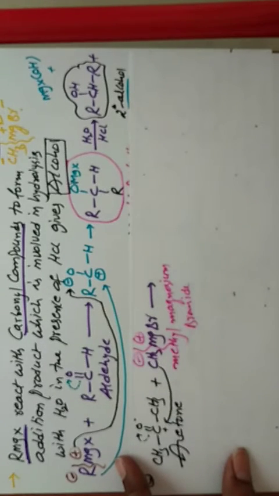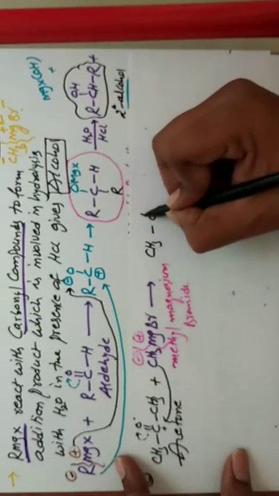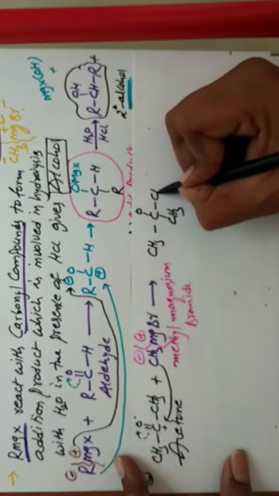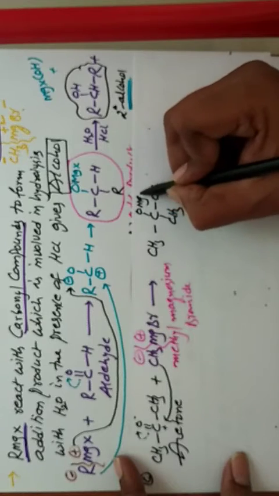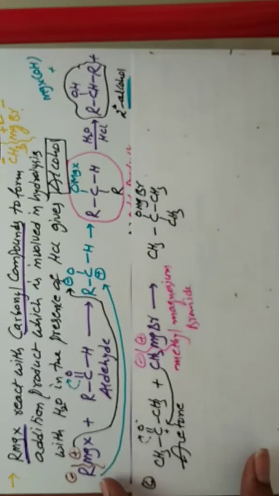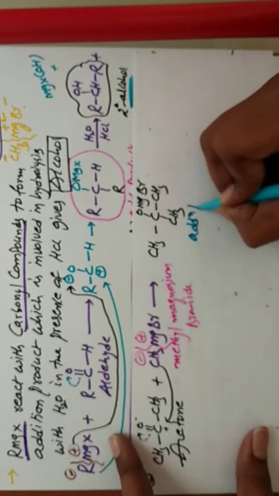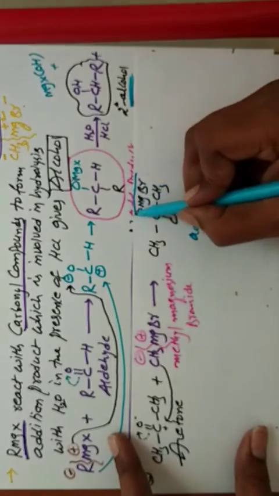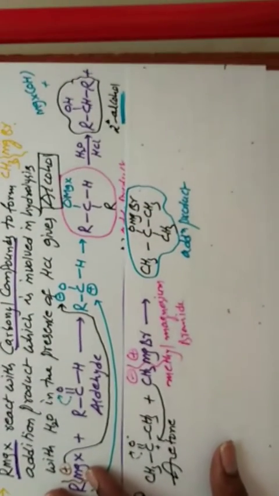this carbon. What is the product? C bonded to O, CH3, CH3, OMgBr. This is the addition product.